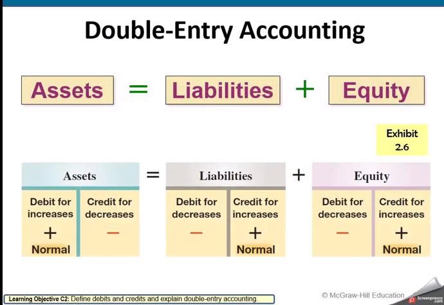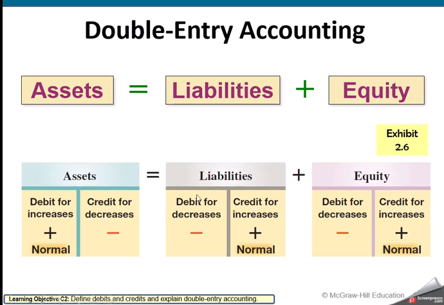And then this is an important one to understand. Again, possibly print this out, because this shows you what happens to the different accounts. So if we're setting up an asset, we're going to debit that asset. Its normal balance is a debit. If we are reducing that asset, so say we're paying out cash, or we've gotten paid on an accounts receivable, we're going to credit it, because that's going to decrease it.